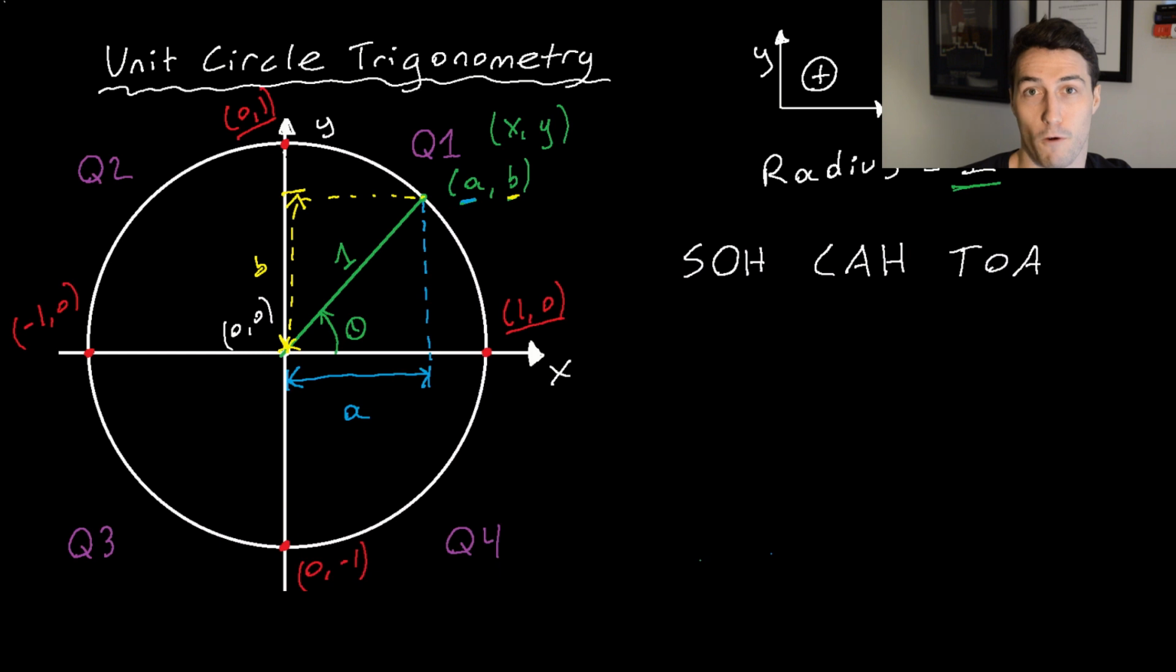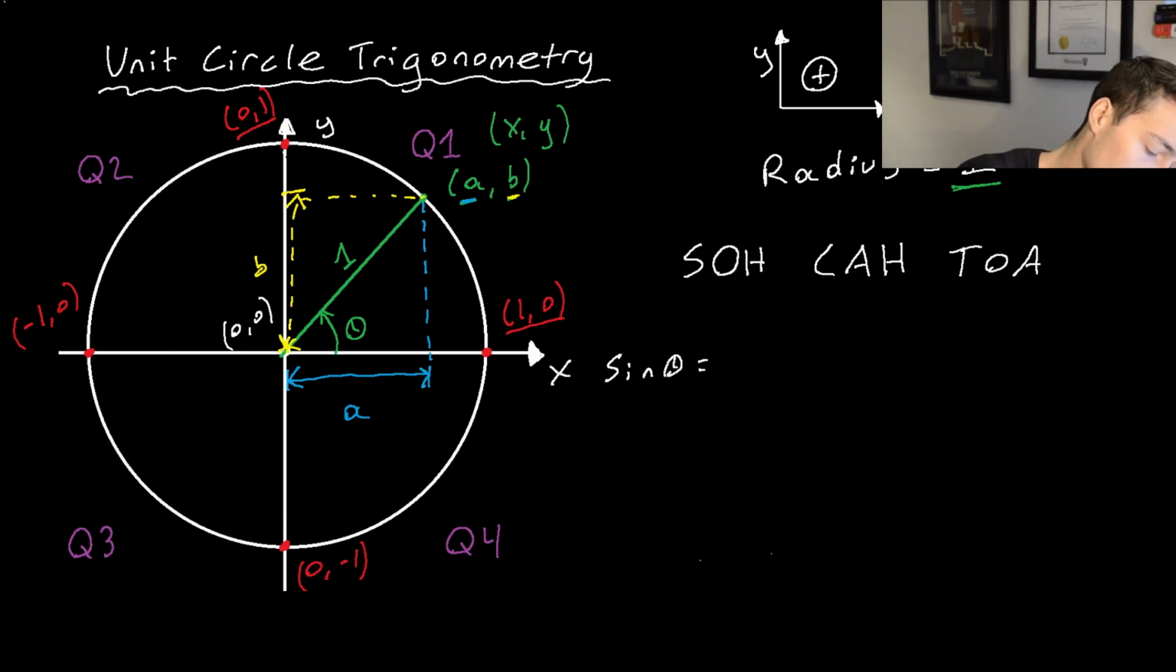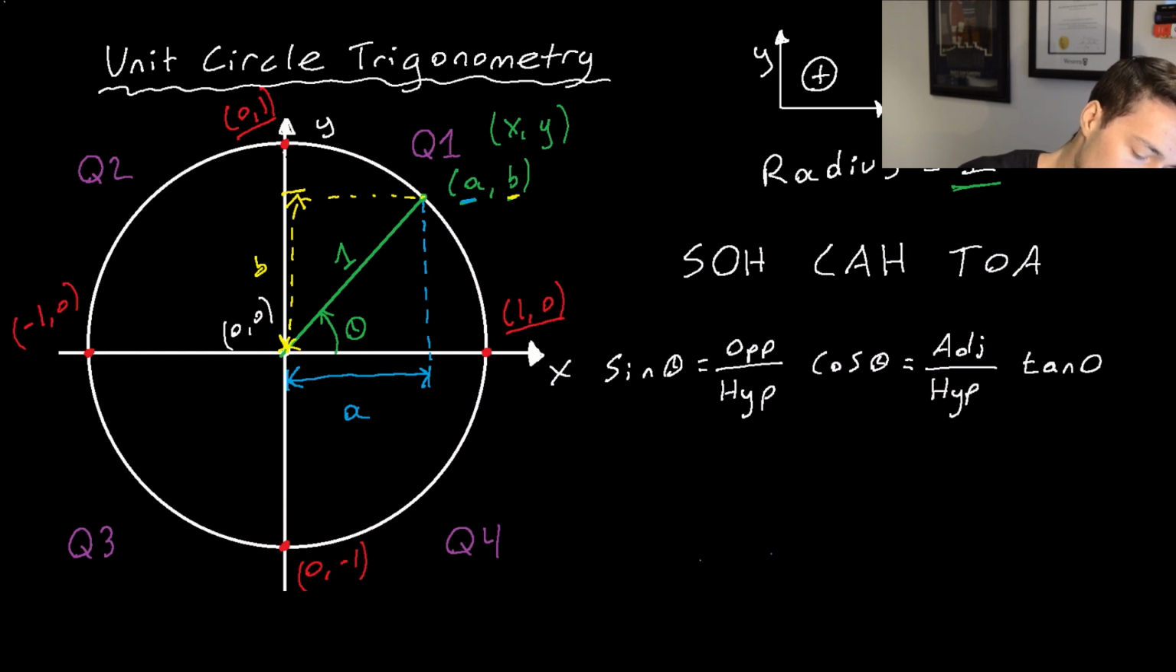Now I'm going to write out all the formulas that we have using SOHCAHTOA. So that's sine, cos, and tangent. So we have sine of theta is equal to opposite over hypotenuse. That's what the h is. And then cos of theta would be adjacent over hypotenuse. And finally, tan of theta would be opposite over adjacent.